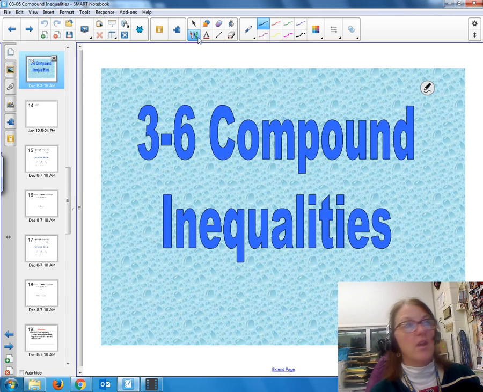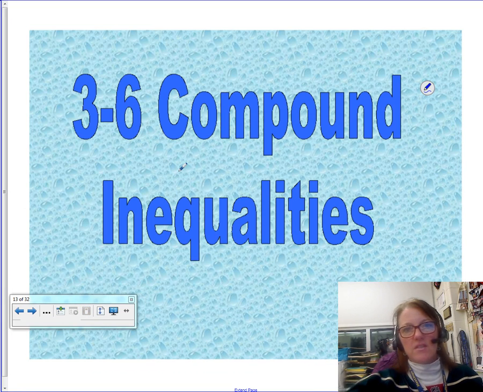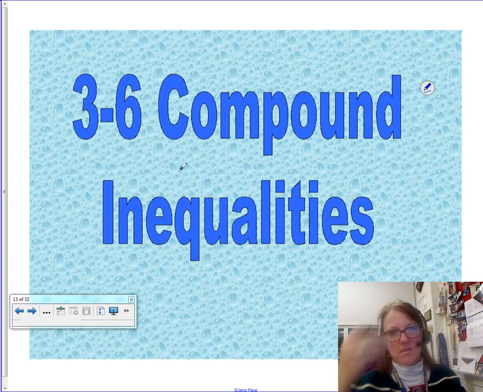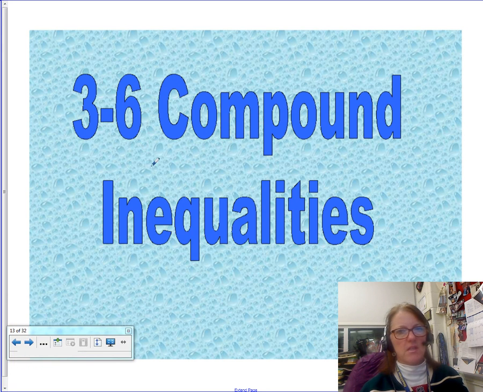All right, here we go with compound inequalities. This is the last section in this chapter. Let's take a look at what this means and how we're moving from these Venn diagrams that we just did yesterday into this topic and how it relates to inequalities. All right, here we go.